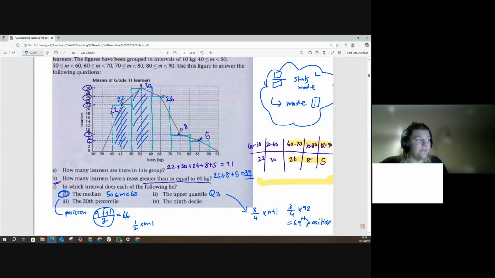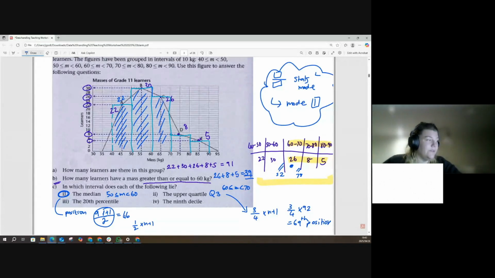And then we just have to figure out where that would fall. Up to here takes you to 52. If we added another 26, that would take me to 78. So that would fall in over here, between 60 and 70. Exactly.